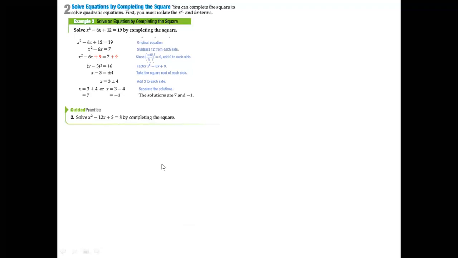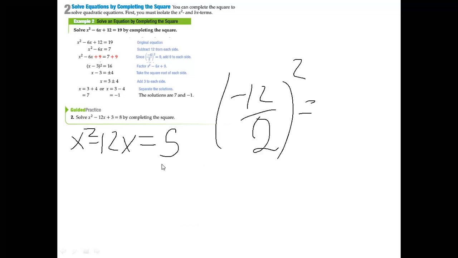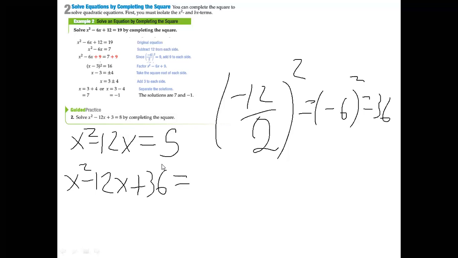So let's try this one together before I let you do one on your own. Okay, so in this case, we want to subtract 3 from both sides. So x squared minus 12x equals 5, so that you can complete the square with the left-hand side. Now, if I take half of -12 and square it, that would give you -6 squared, which is 36. So I'd have x squared minus 12x plus 36 equals 5 plus 36. Okay?